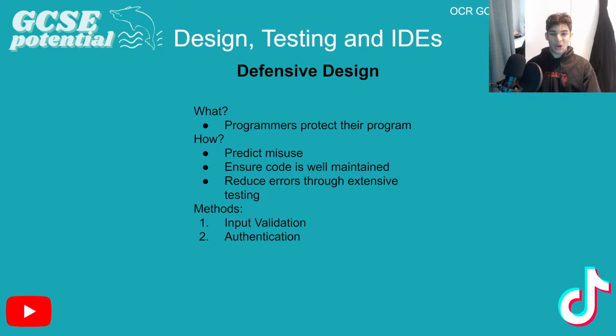Defensive design. What is defensive design? Defensive design is where programmers protect their program. So how can you do this? You can predict how people are going to misuse it, and you can try and think of ways to combat this. You can also ensure the code is well maintained, as we mentioned earlier about maintainability, and you can reduce errors through extensive testing. So if you do a lot of tests, you can see where errors might appear, and then you can think of ways to reduce them.